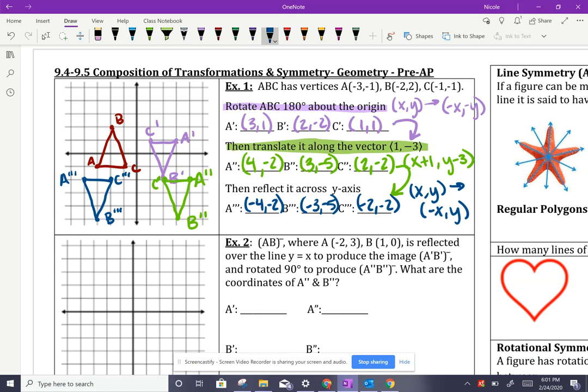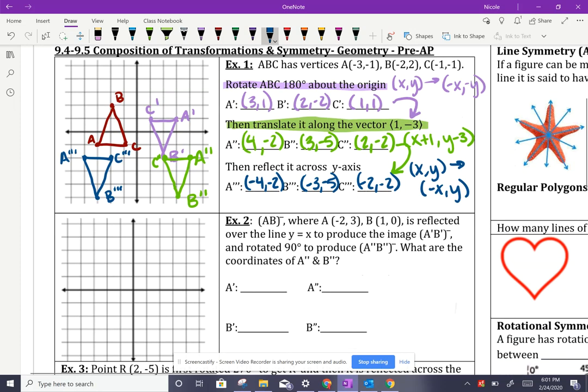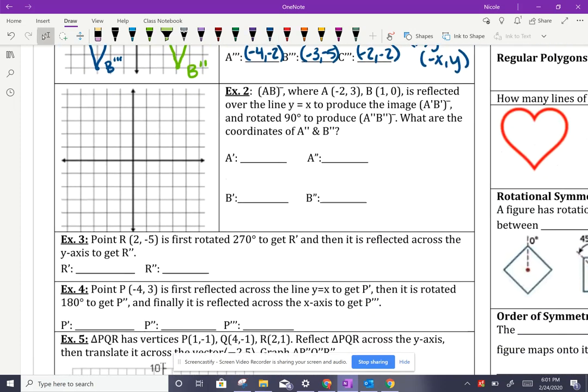So let's look at example 2, similar idea. So this is going to start us off with line segment AB. That's supposed to be a line segment. I think when I copy and pasted this, it formatted it all sorts of crazy. These are line segments, where A is -2, 3 and B is 1, 0. So here's my line segment, AB.